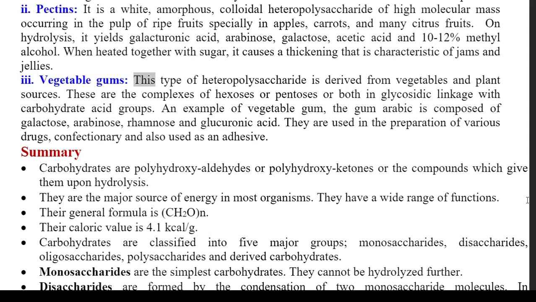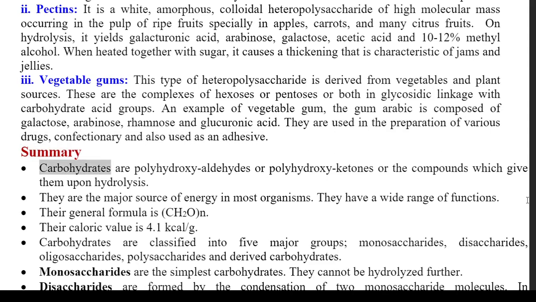3. Vegetable gums. This type of heteropolysaccharide is derived from vegetables and plant sources. These are the complexes of hexoses or pentoses or both in glycosidic linkage with carbohydrate acid groups. An example of vegetable gum, the gum arabic, is composed of galactose, arabinose, rhamnose and glucuronic acid. They are used in the preparation of various drugs, confectionery, and also used as an adhesive.